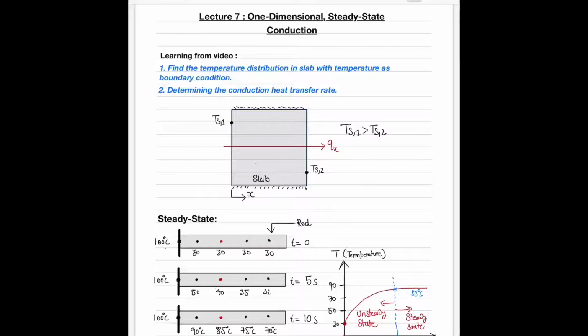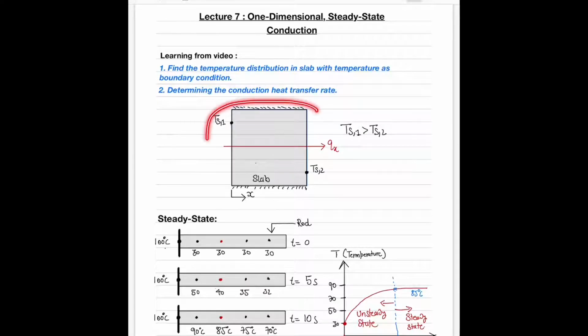Hello everyone. In this lecture 7, I am going to discuss one-dimensional steady state conduction. From this video, we will learn how to find the temperature distribution in the slab with temperature as a boundary condition and how to determine the conduction heat transfer rate.